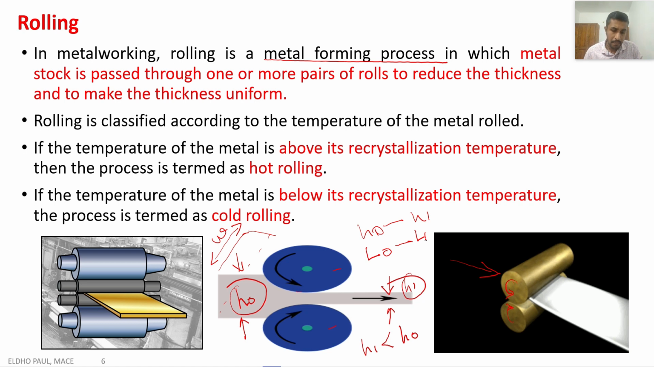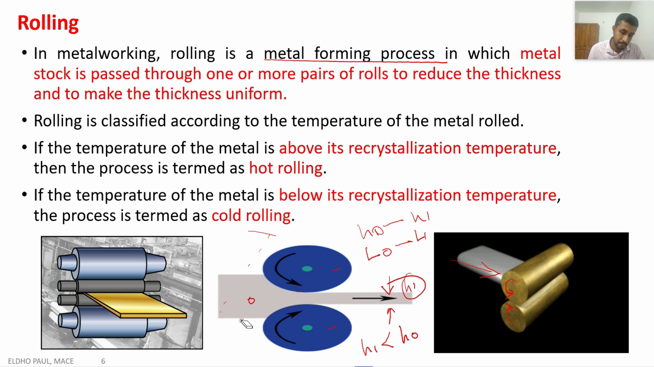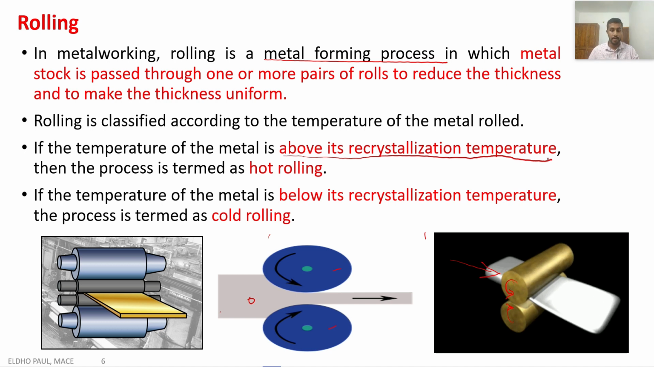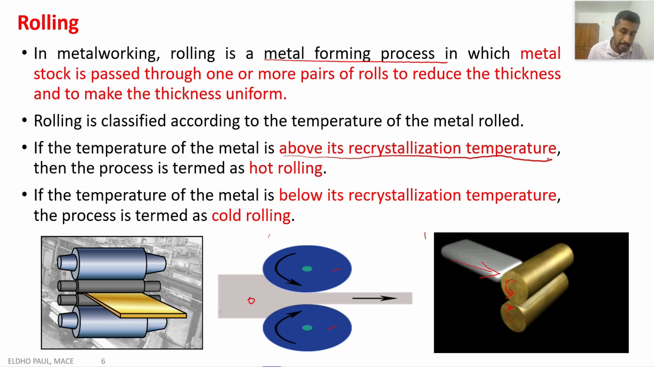In the rolling process, we can classify into two. The first one is the hot rolling process. The second one is the cold rolling process. In the hot rolling process, we heat the material above the recrystallization temperature. New undeformed grains will be formed above the recrystallization temperature. That is called hot rolling.